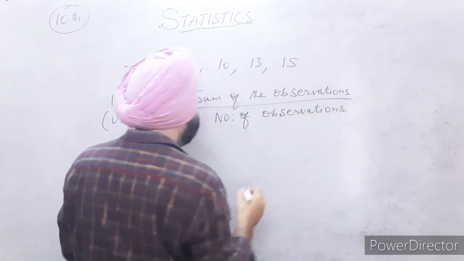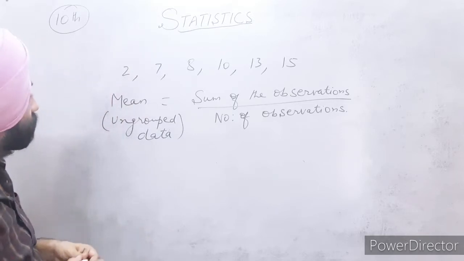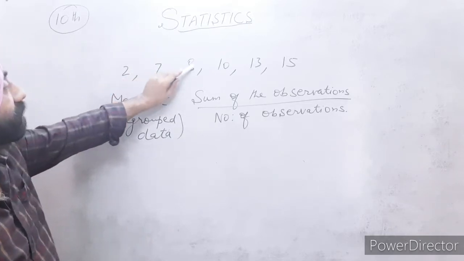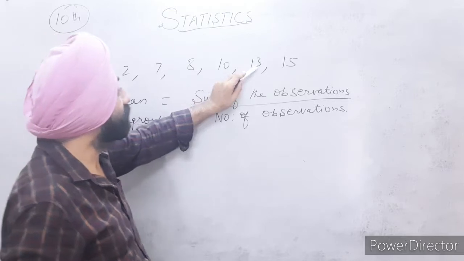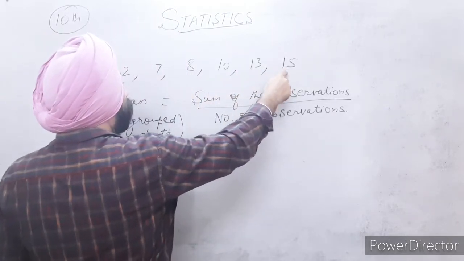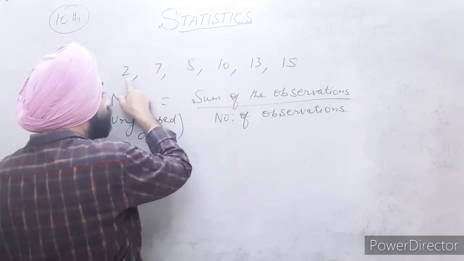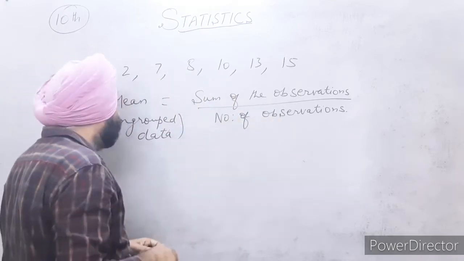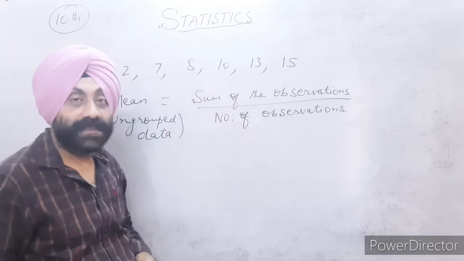It's a very primary thing. You all must be knowing this. 2 plus 7 plus 8 plus 10 plus 13 plus 15, divided by how many observations are there? 1, 2, 3, 4, 5, 6. Divided by 6, you will get the mean of the ungrouped data.